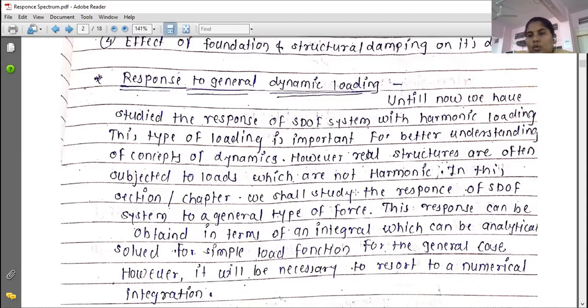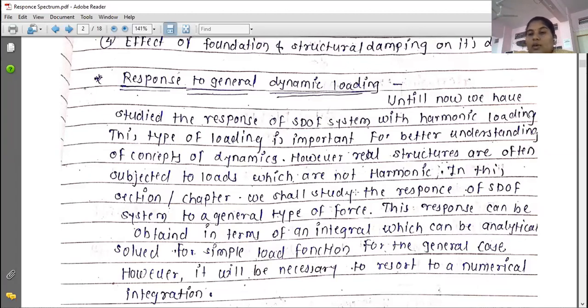There is no rectangular loading, no triangular loading over there, but there is a damping force, an external force which is applied on the system. Those loads acting on the structure and their effects we have seen in the last lecture. But beyond that, if a general loading like a triangular or rectangular loading is coming on the structure, then what is the behavior of the structure? That we have to understand here by using Duhamel's integral. So that is the response to general dynamic loading.